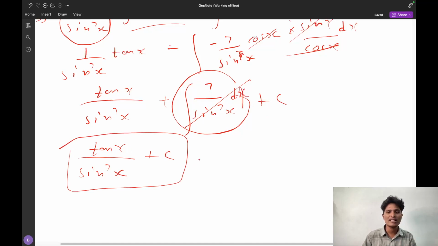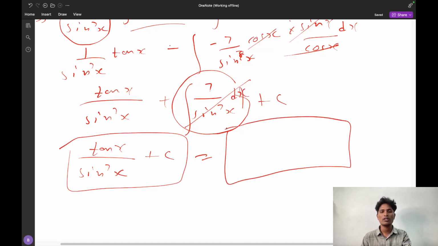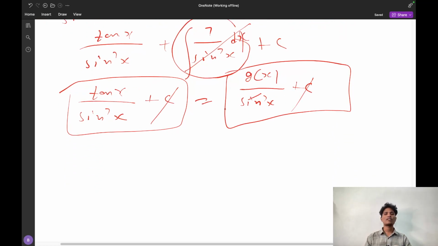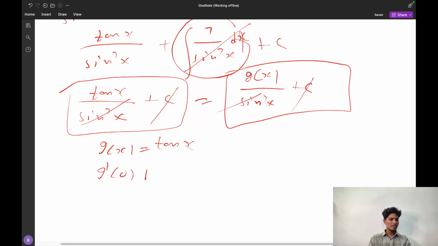This is the function, comparable with the given question: g of x divided by sin power 7x plus c. So c cancels and sin power 7 cancels, and they give g of x as simple tan x. What they are asking is g dash of 0 plus g double dash of pi by 4. G of x is tan x, g dash is secant square x, and g double dash is 2 secant x into secant x tan x.